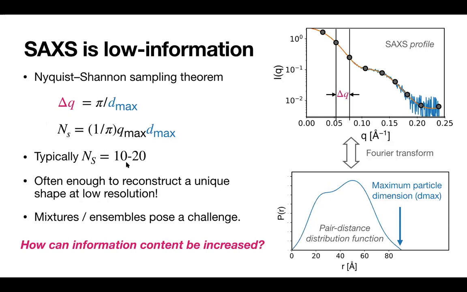Now, what's amazing about SAXS is often this is enough to reconstruct a unique shape at low resolution. But we're studying mixtures, and in that case, we're trying to learn the structure of many different things in solution, and so this poses a challenge. So how can we increase the information content?